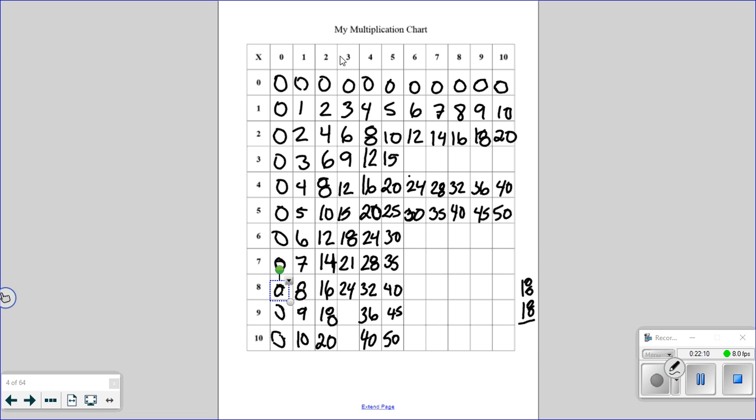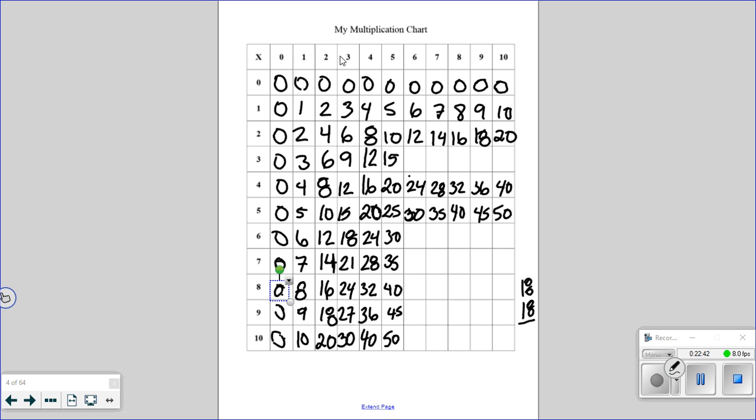2 groups of 9 is 18. I need to add one more group of 9. Lydia? 26. So close. 27. 27. Alright, 3 groups of 10. We know that one. That's just 30.